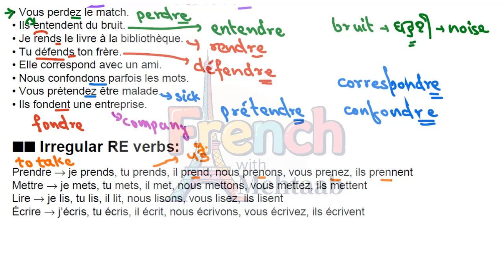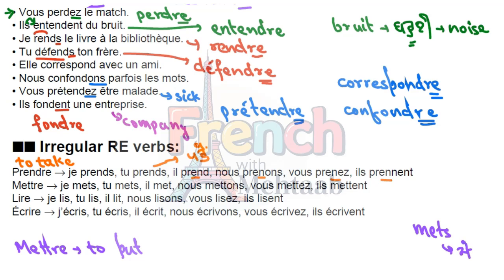Then the next verb is mettre. Mettre means to put. If we want to say I put, then we would say je mets. This is pronounced as may. M-E-T-S. The ending T-S we do not pronounce, and it's pronounced as may.